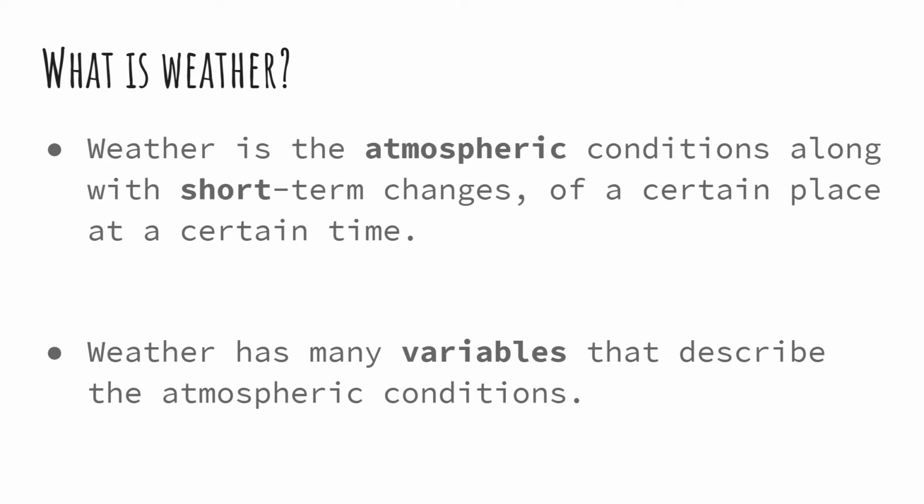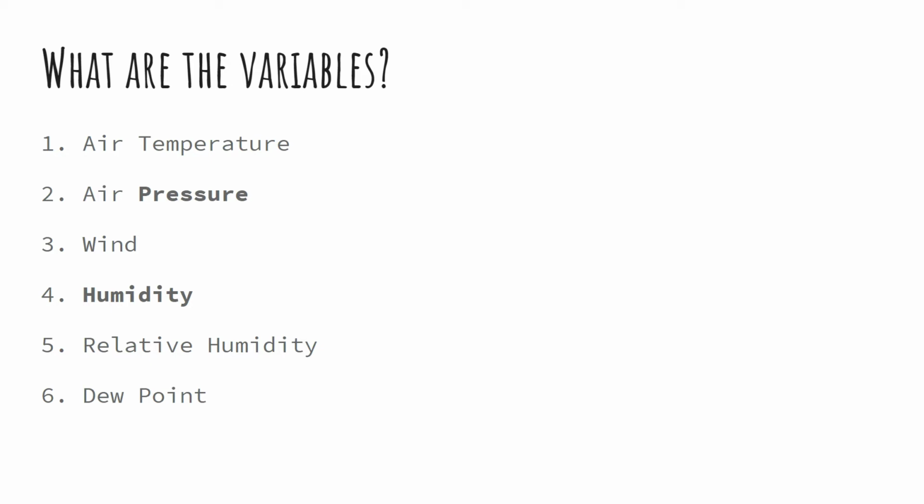Weather has many variables that describe the atmospheric conditions. What are they? The variables are air temperature, air pressure, wind, humidity, relative humidity, and dew point. Today we are going to cover air temperature, air pressure, and wind. On Friday we're going to cover humidity, relative humidity, and dew point.